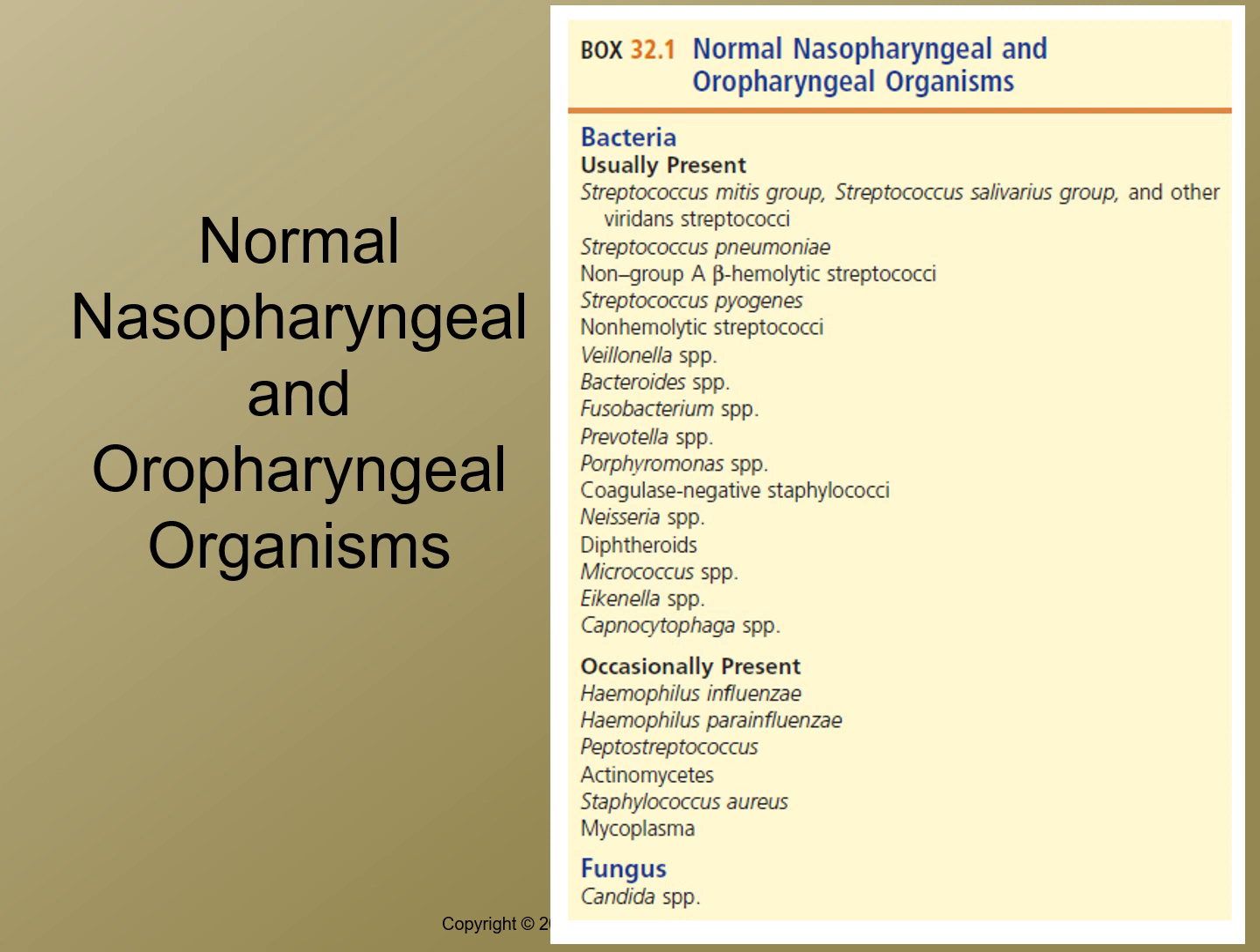As you can see from the list of organisms that are usually present, gram-positive cocci are the predominant organism. Not to say that there aren't some gram-negative organisms, such as Neisseria, Haemophilus influenzae, which can occasionally be present along with Haemophilus parainfluenzae. And then we also have Actinomycetes, Staph aureus, Mycoplasma, and fungus, such as Candida, that may be occasionally present.